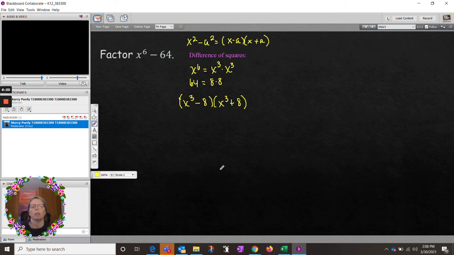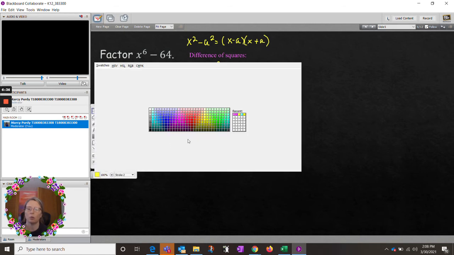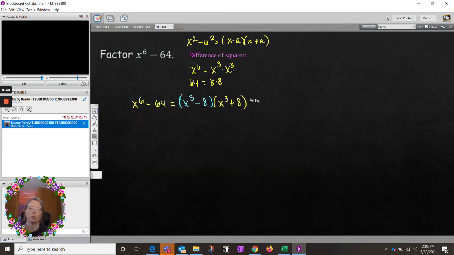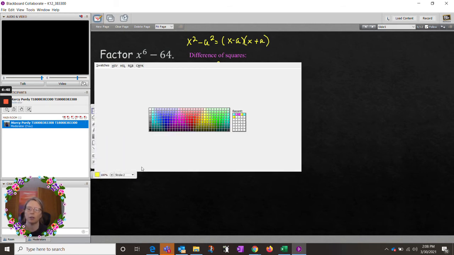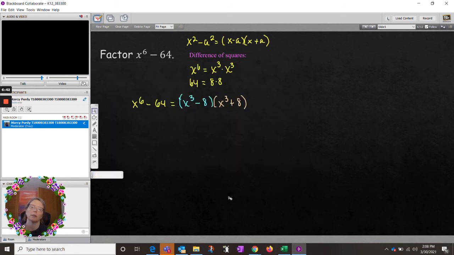So then what we do is we look at that to see, can I factor this any further than what I've already done? And the answer to that is yes. This is a difference of cubes and this is a sum of cubes. So you have to follow those patterns, and I'm going to color code this so you can see what happens here. All right, so x cubed minus 8 is a difference of cubes.